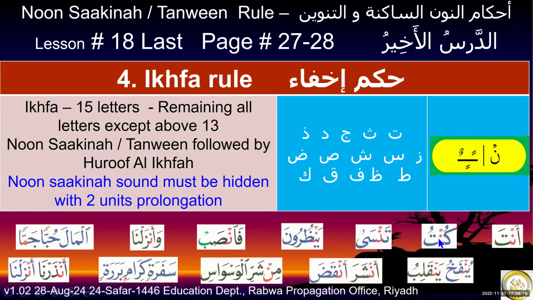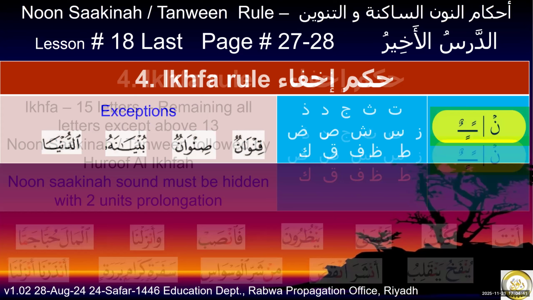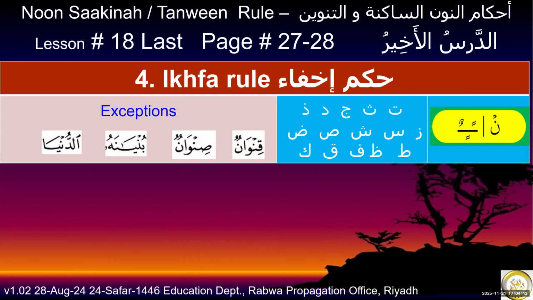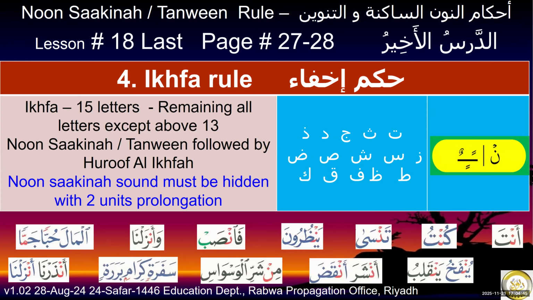Anta, kuntu, tansa, yanzuruna, fansab, wa anzalna. Al mala hubban jamma. This way you are hiding the noon sound, and also you are making the 2 units prolongation. So all these huruf al ikhfa have to be pronounced without pronouncing the noon sound, hiding the noon sound with the 2 units prolongation.